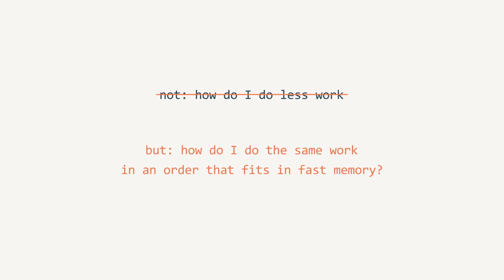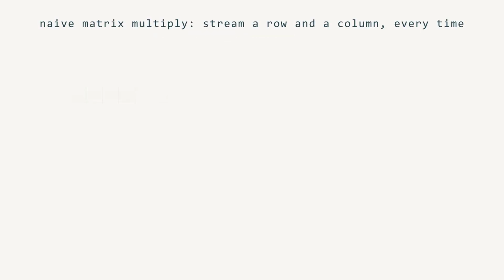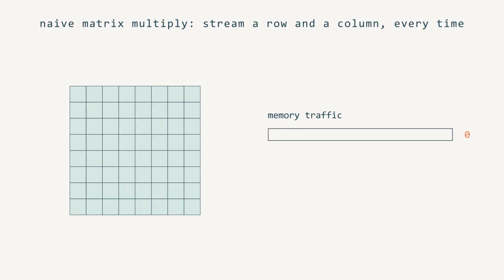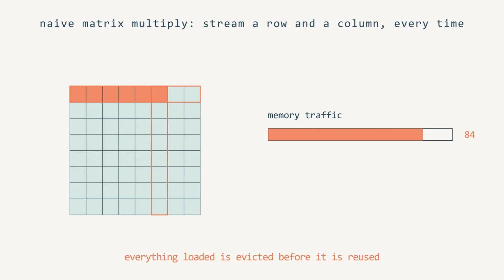So a different question. Not how do I do less work, how do I do the same work in a different order so the working set fits in fast memory? That question has a well-known answer, and it isn't from machine learning. Naive matrix multiply, 3 nested loops. For every output element, you stream a whole row and a whole column. If the matrices don't fit in cache, everything you loaded gets evicted before you reuse it, so you fetch the same data over and over.